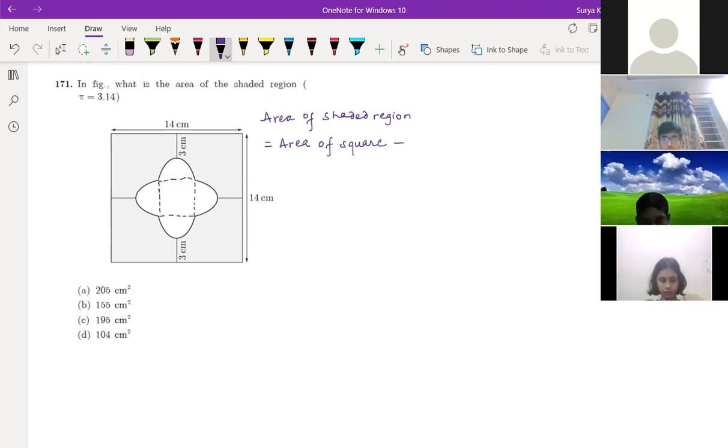Who is not able to understand this question? Anyone who is not getting this question? Area of a square minus area of these two circles, this and this. The answer is 155 cm square. Option B. Yeah, I think it is.